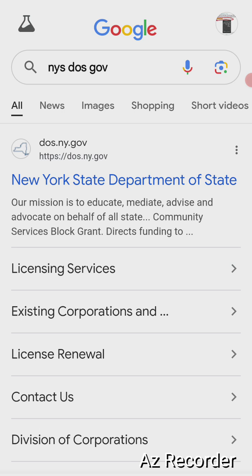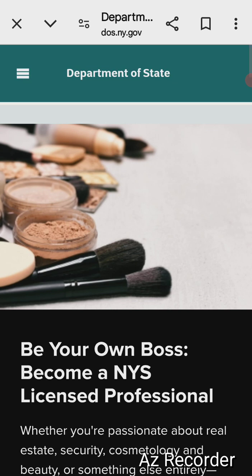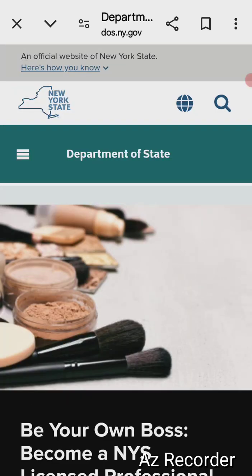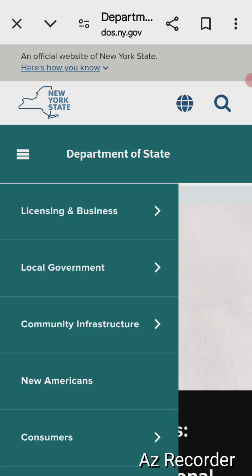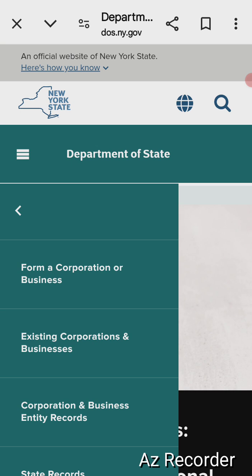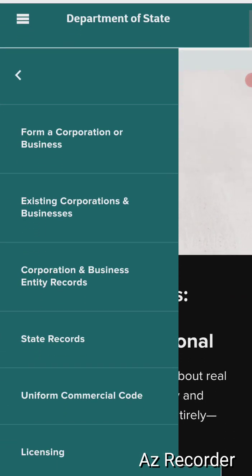So, dos.ny.gov. Click on that. Go to the website. Go to the toolbar, upper left-hand corner, where it says Department of State. Those 3 lines on the left, click on that. Then you're going to go down to licensing and business. Click on licensing and business. Going down, you're going to look for Uniform Commercial Code, which will be the 5th one down. Click on that.